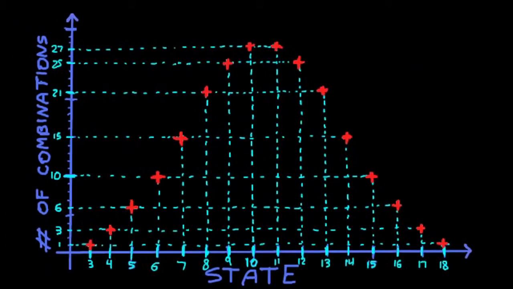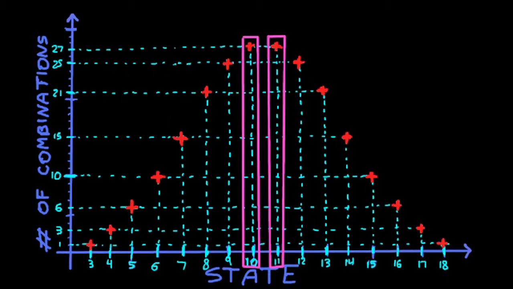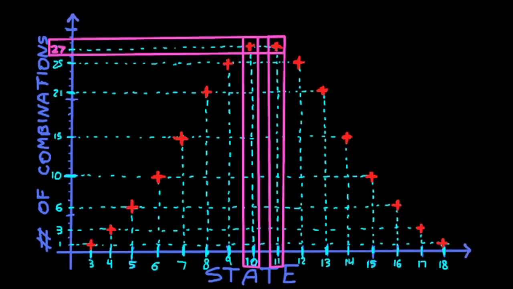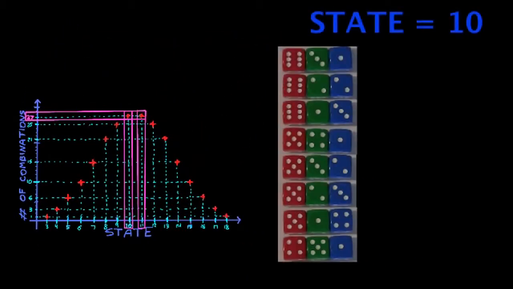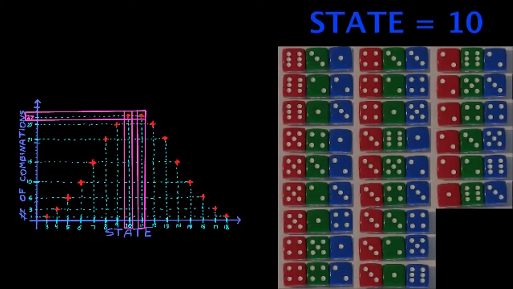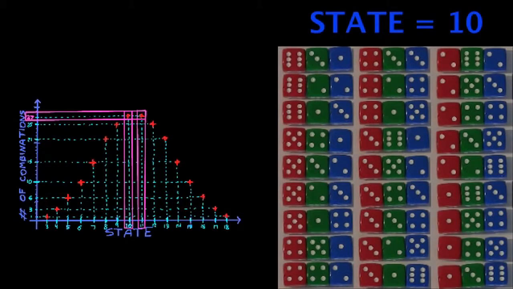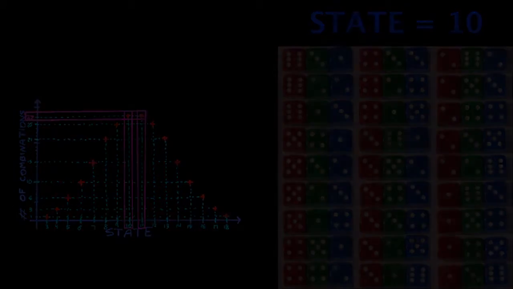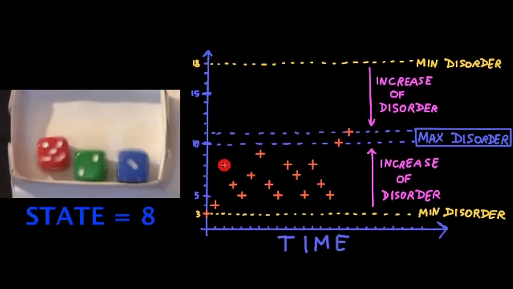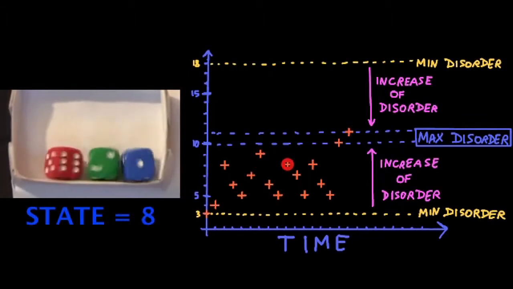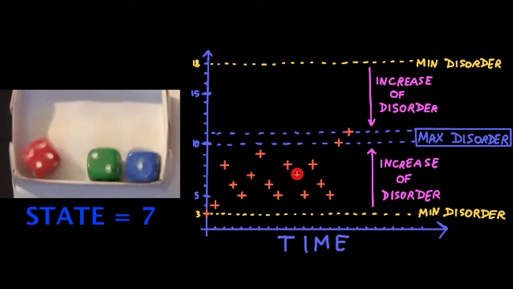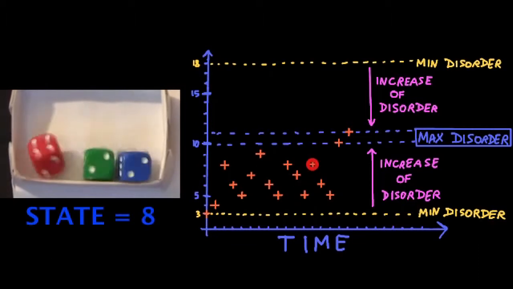Here's a plot that shows the number of combinations as a function of the state. There's a maximum for 10 and 11, which can each be achieved through 27 possible combinations. For example, this shows all the combinations that result in the state 10. This is the state of highest disorder. Okay, so why is it useful? Because it tells us how our experiment is more likely to evolve. In fact, as the dice change randomly, they're more likely to produce a 10 or an 11 than a 3 or an 18, because 10 or 11 are much more disordered states.